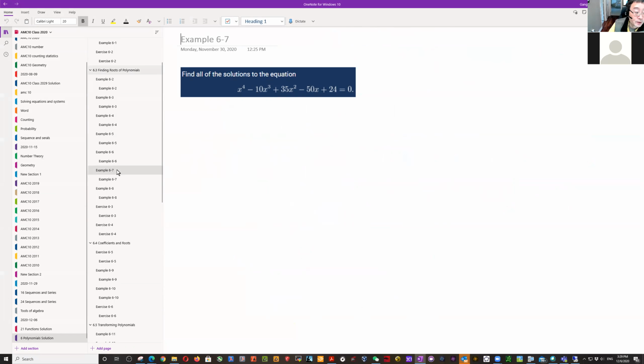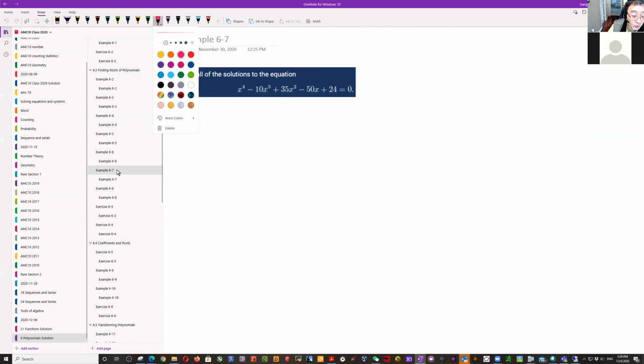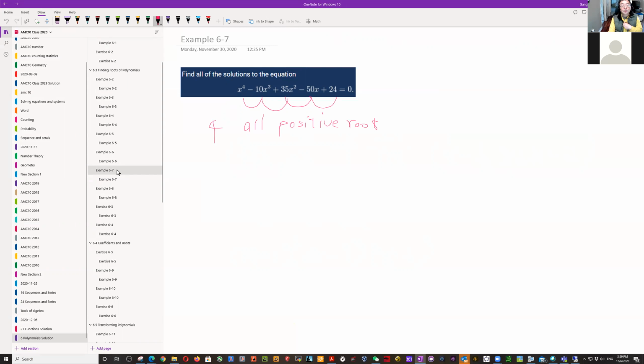Yeah, for example, this one we're still going to do, and there's no gap in the coefficients. The sign changes once, twice, 3, and 4. So it has up to 4 positive roots, and it has 0 negative roots.